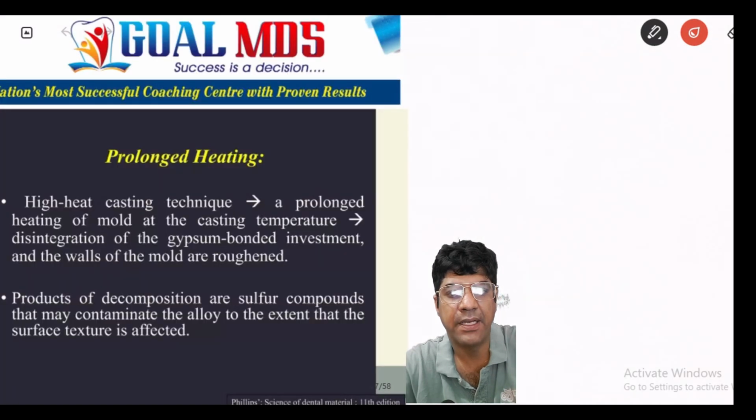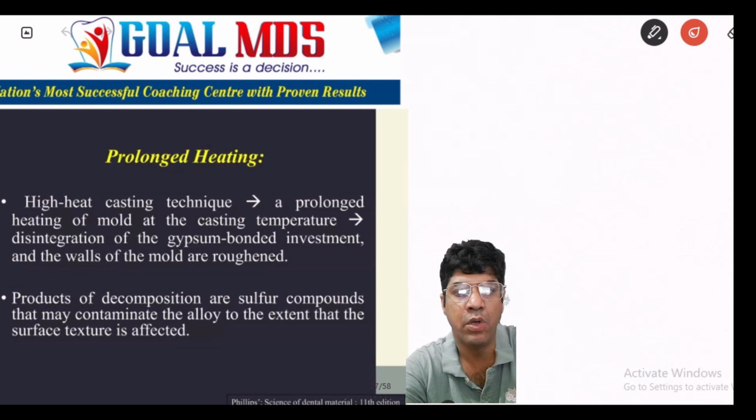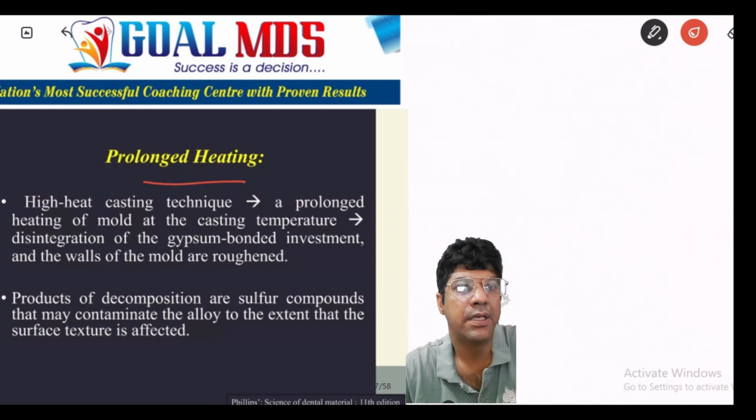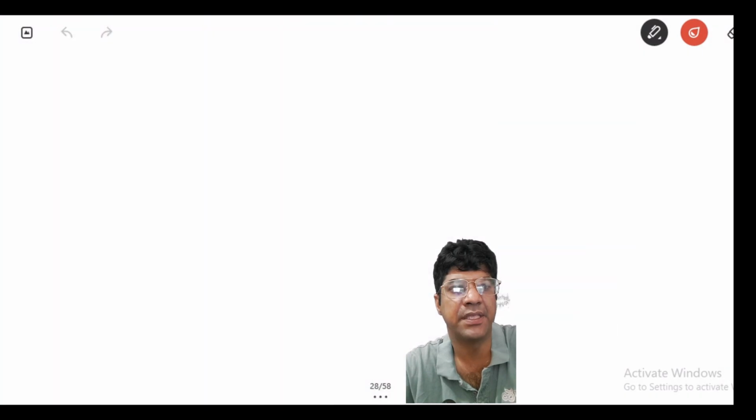So how can you prevent that? Ensure proper uniform heating, allowing all the traces of the wax pattern to be eliminated, which avoids voids and imperfections. Avoid overheating or using a low temperature when heating the mold, to prevent carbon coating on the casting surface. With prolonged heating, products of decomposition may be seen, like sulfur compounds that may contaminate the alloy, affecting the surface texture.